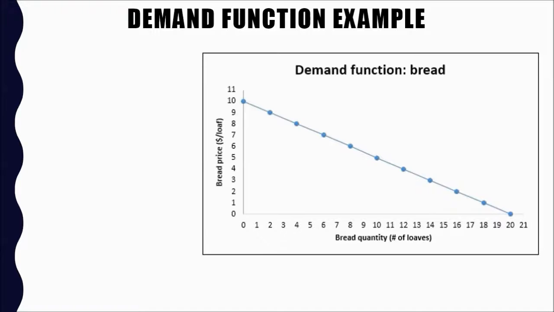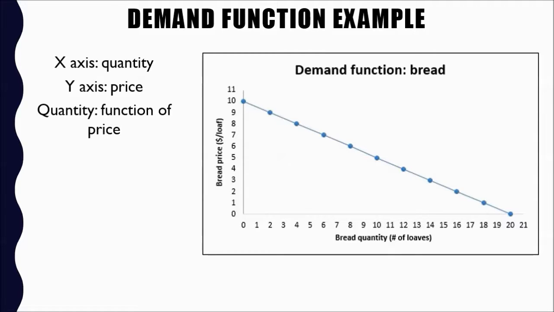This demand function displays the demand for bread on a given market. The x-axis displays the quantity in terms of the number of loaves, while the y-axis displays the bread price in terms of dollars per unit. This is a common way to illustrate the demand function, although sometimes you might see graphs where the price is shown on the x-axis and the quantity on the y-axis. We can express the demand function in terms of quantity as a function of price, or in other words, how many product units consumers are willing to purchase at a given price.